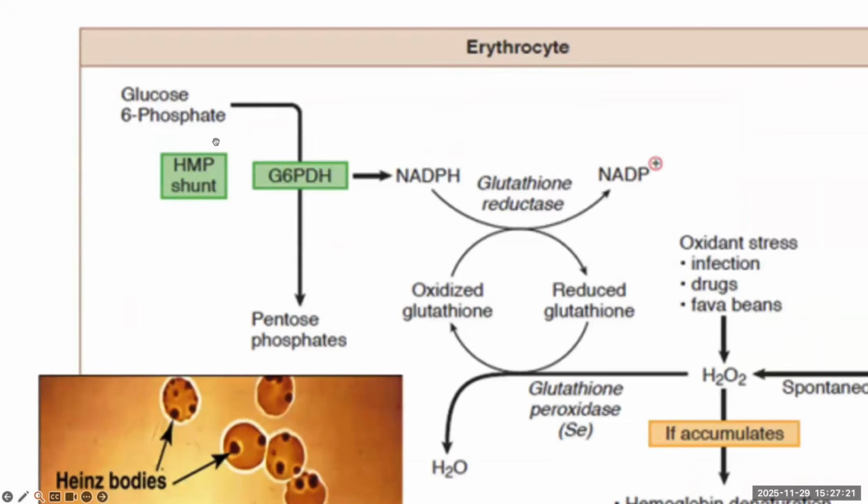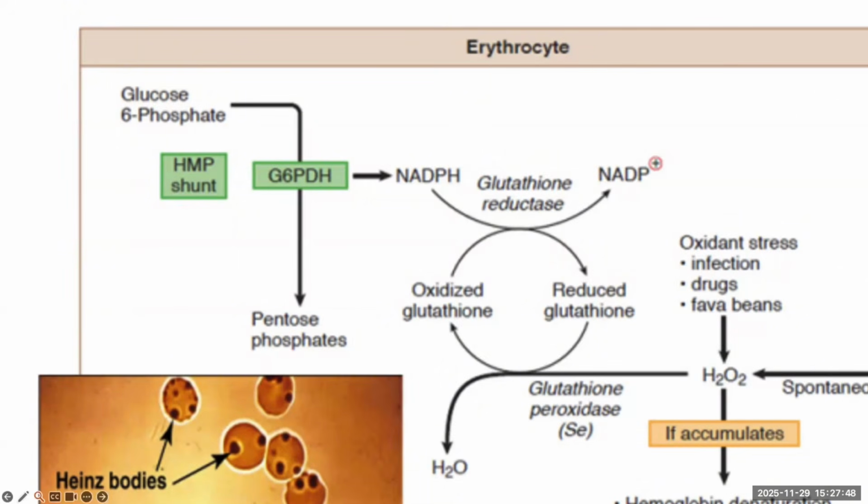So again, we have glucose 6-phosphate. It will enter the pentose phosphate pathway, also known as your HMP shunt. Here, the key enzyme would be your G6PDH, which is your glucose 6-phosphate dehydrogenase, and it will be used to produce your NADPH, okay? Now, NADPH is very important for your red blood cells specifically because your red blood cells are under constant oxidative stress as they carry oxygen, okay? This oxygen can sometimes spontaneously be converted into hydrogen peroxide.